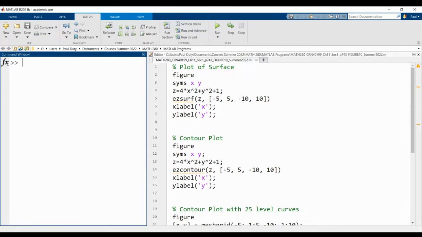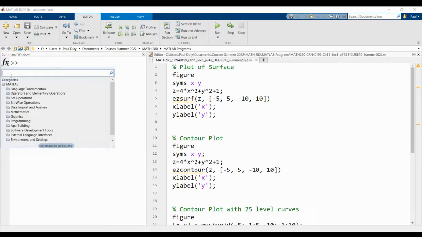Don't forget also that sometimes you'll be presented with a function and wonder how to type it in MATLAB. Well, on the command line, look under the symbol fx and click on that, and there's a help menu here. You can type in whatever you need, like square roots or absolute values, and it'll give you examples of how to do those things.